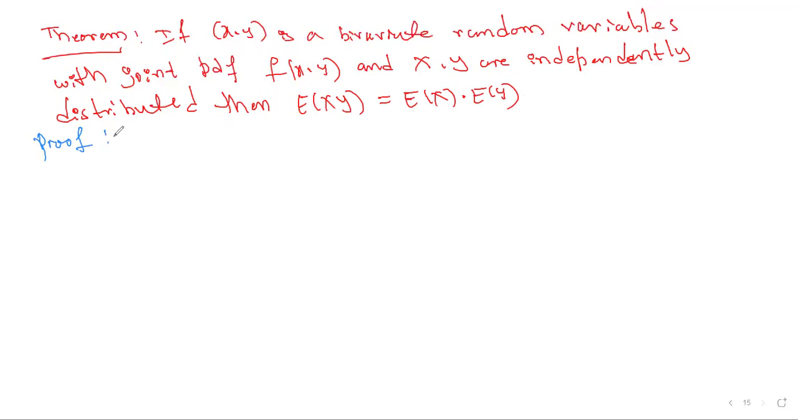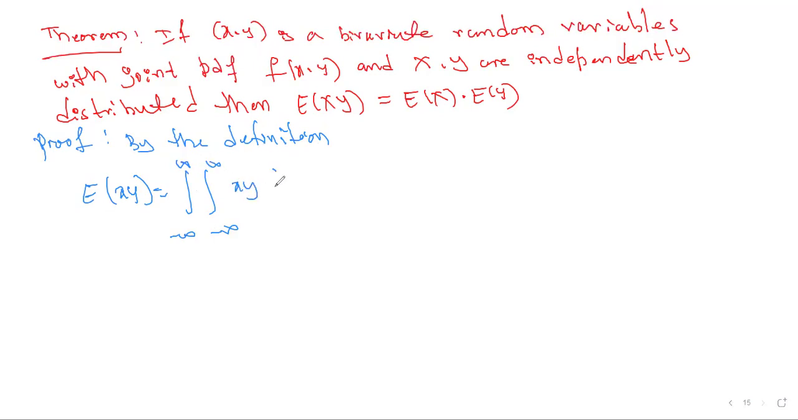If you are thorough with the basic concepts, you can solve easily. Again, by the definition. What does the definition say? Expected value of xy is equal to the double integration from minus infinity to infinity of xy f of x comma y dx dy.